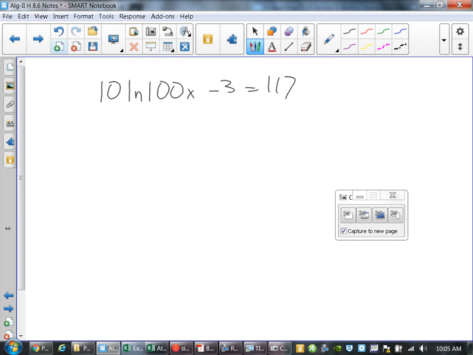Is it 100? 10. 10 natural log 100x minus 3. Oh, I thought that was the absolute value of it. No, 10. 10 natural log 100x. Dude, it's an ln. I thought that was absolute value.